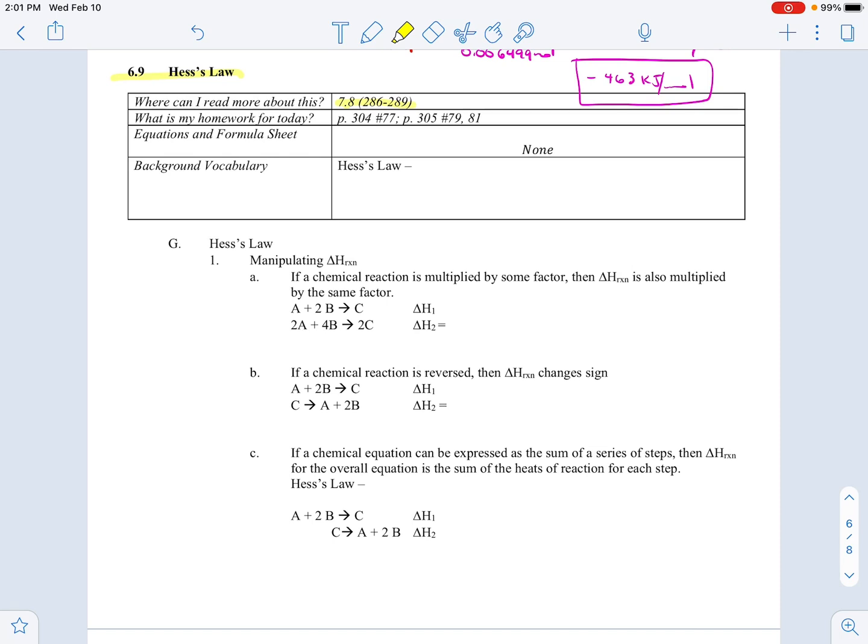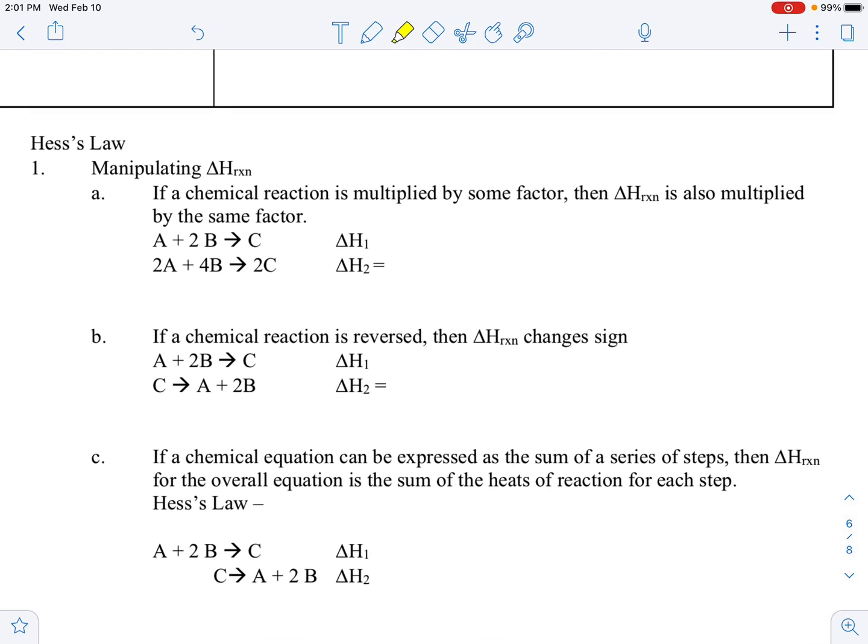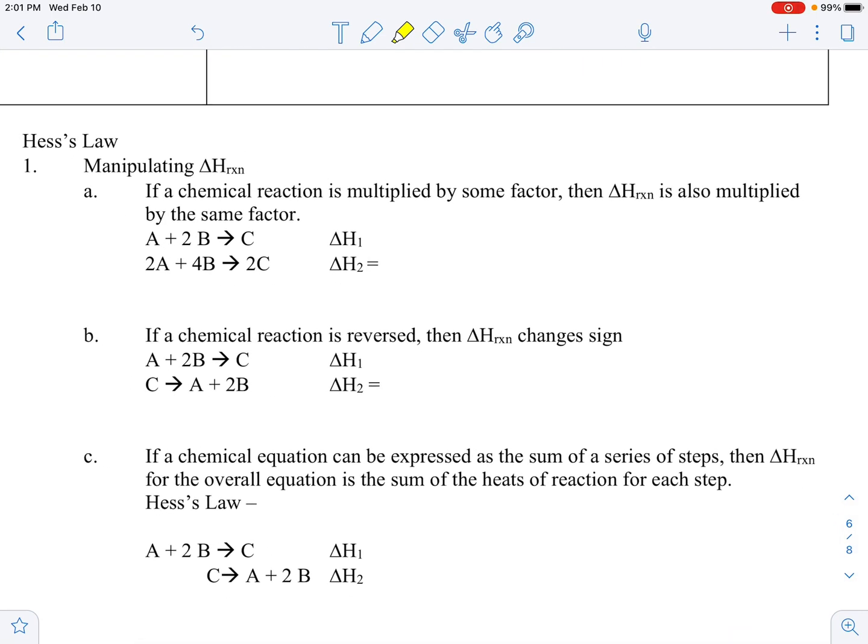So here we go. Hess's law is basically about manipulating the delta H. For me, it's just like manipulating a chemical reaction, so hopefully you also feel that same way. Let's jump right in. Here we are on the first one. If a chemical reaction is multiplied by some factor, then the delta H is also multiplied by that same factor. That's like what we just saw in that last one with the stoichiometry part. We multiplied by 2, or if I have twice as much gas, I can go twice as far.